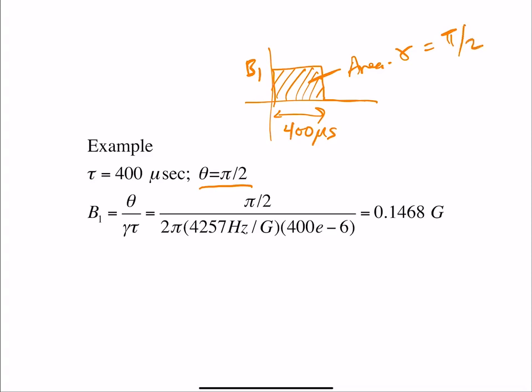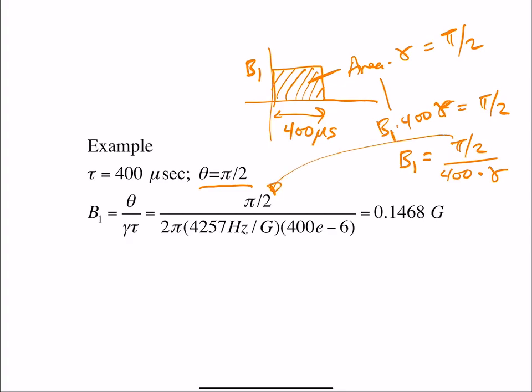So the area is just going to be B1 times 400 microseconds, and times gamma equals pi over 2. So B1 is equal to pi over 2, over 400 microseconds, over gamma. We have the pi over 2 here, this is gamma, and this is the 400 microseconds. If I do that, I get 0.1468 Gauss.